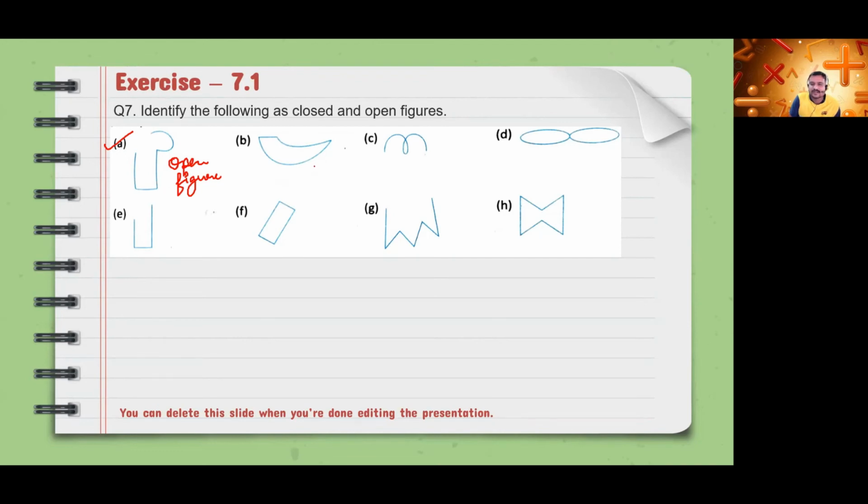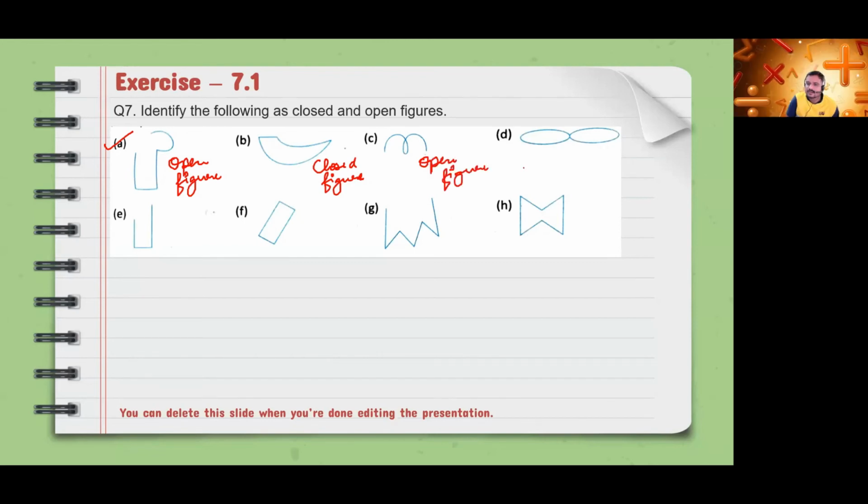Next, B1. Tell me about B1. Sir, closed figure. What is the reason? Because initial and end points are same. That's why it's a closed figure. Next, this is open figure.